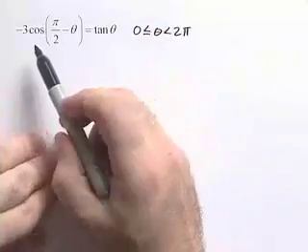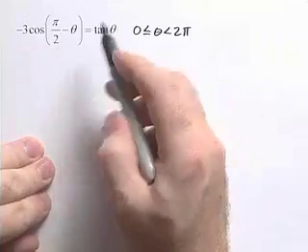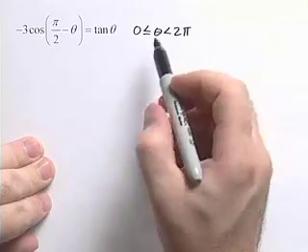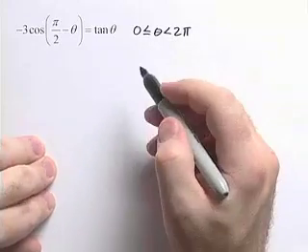Here we're going to solve a trigonometric equation. We'd like to solve the equation -3 cosine of (pi over 2 minus theta) is equal to tangent of theta. And we want to solve that on the interval 0 less than or equal to theta less than 2 pi.